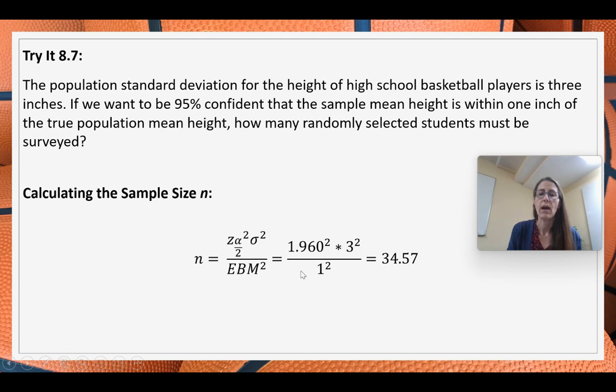And that's why this is in the bottom and squared. So like I said, you can square each one and then do the multiplication and division, or you can do the multiplication and division and then square the whole thing. But we get n equals 34.57. You're going to round up because this is the minimum number we need for our survey. We can't have parts of basketball players, so we would round up to 35. That way we would be 95% confident that we would be within 1 inch.